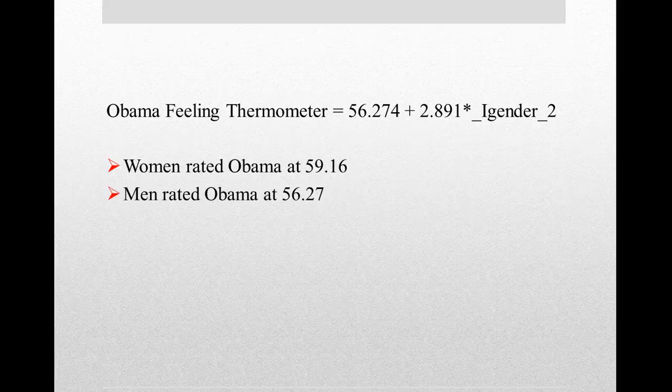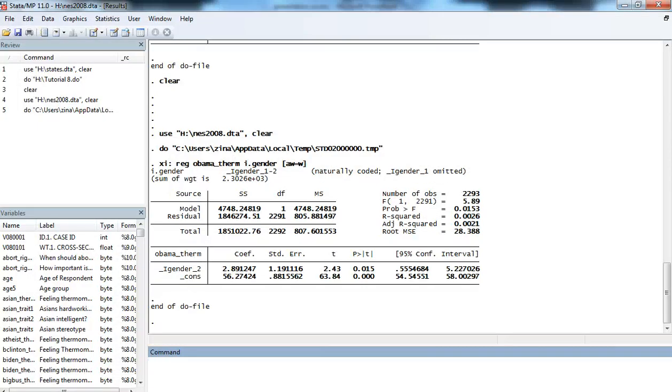So we stop now and ask ourselves a question: was this gender difference produced by random sampling error? Well, no, according to the p-value, which equals 0.015. But do these differences account for a big amount of the variation in the Obama ratings? Not really. If we look at the adjusted r-squared, gender alone accounts for about 0.2% of the variation in the dependent variable. So clearly there are other variables that are driving this variation.